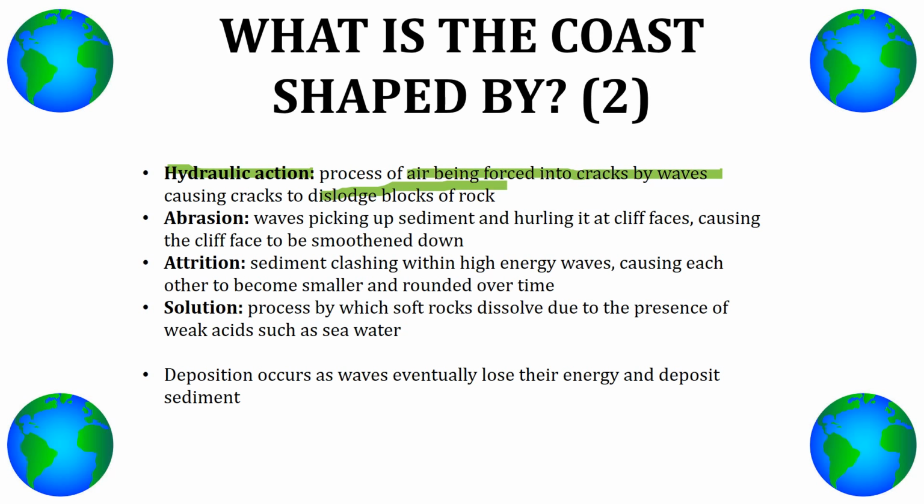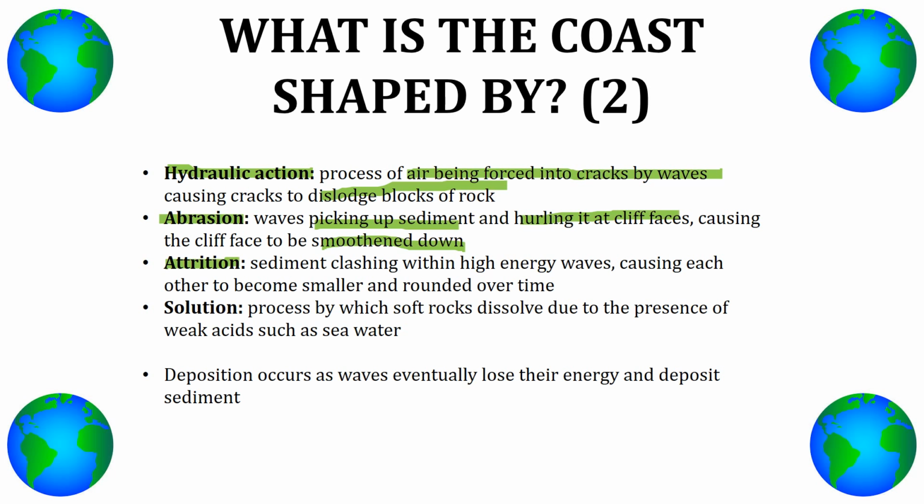Moving on, abrasion. This is when waves pick up sediment and hurl it at cliff faces, causing the cliff face to be smoothened down. So this usually occurs when the cliff face has fairly loose sediment, because they're a lot more vulnerable to these bits of sediment to be knocked off, to be dislodged and smoothened down. So the sediment is hurled at cliff faces and smoothing them down. Fairly simple concept.